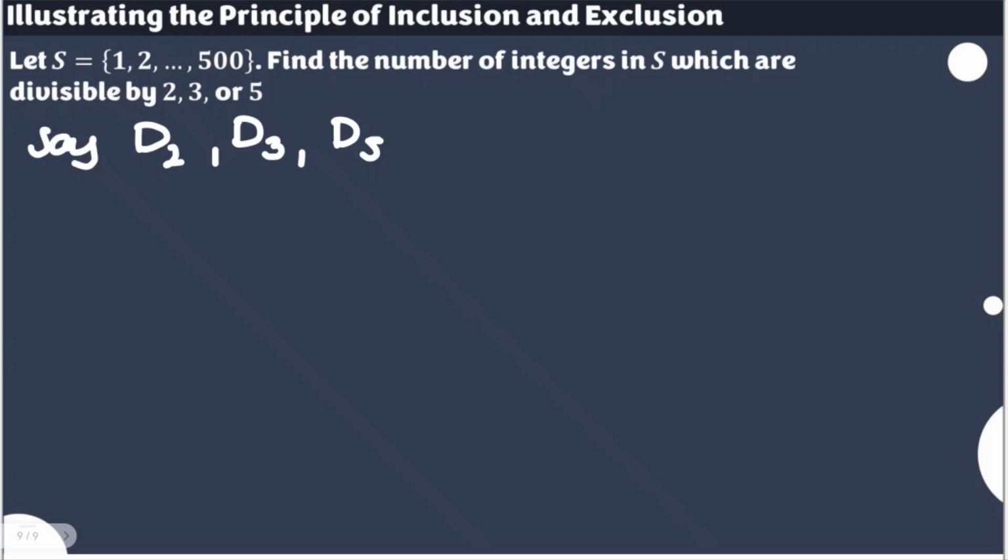And take note that for our set S, its cardinality is equal to 500 integers, considering the natural numbers 1, 2 until 500. So how many of these 500 integers are divisible by 2, by 3, or by 5?